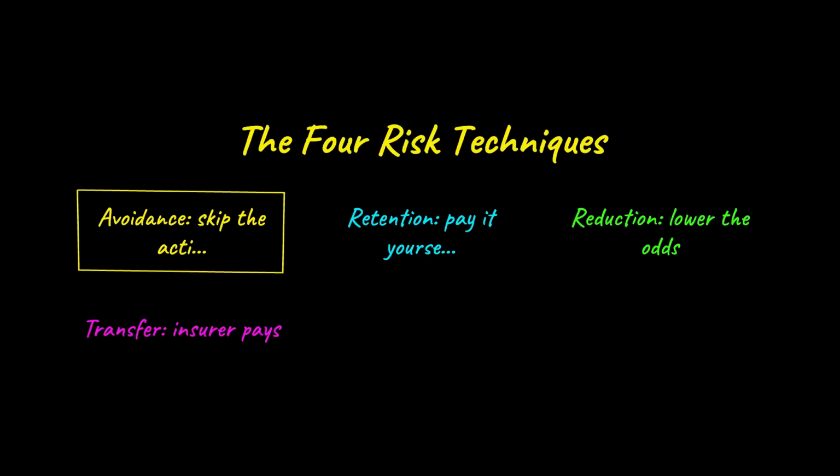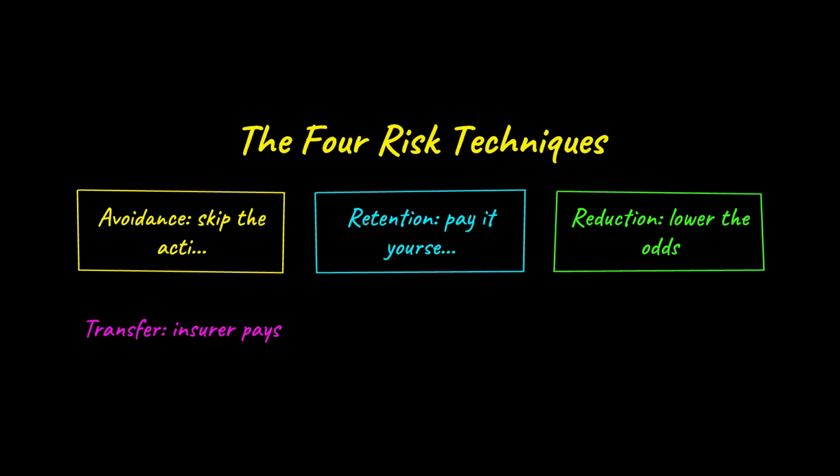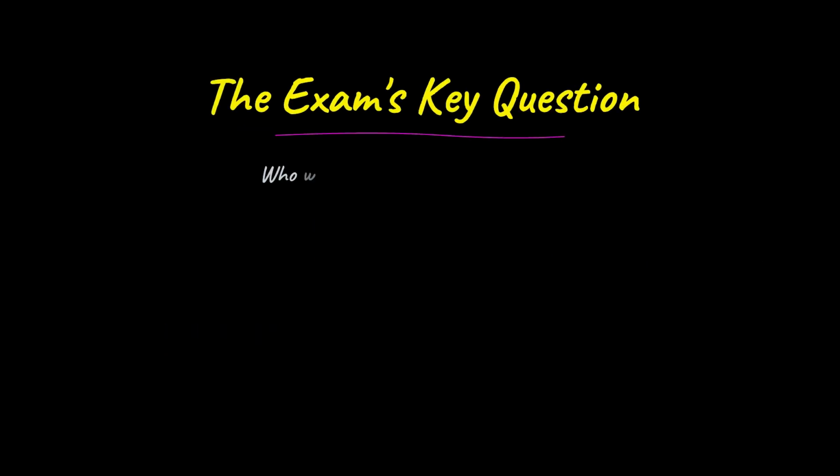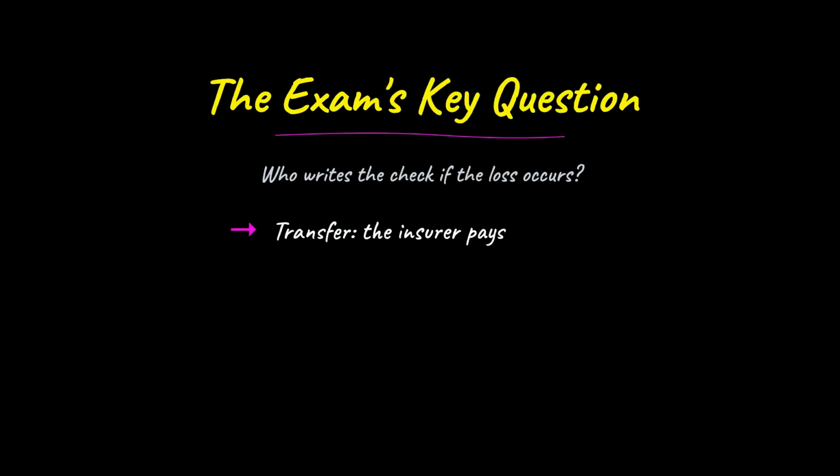There are 4 ways to handle risk. Avoidance eliminates the risk by not engaging in the activity at all. Retention means keeping the risk and paying losses yourself. Reduction lowers the chance or severity of a loss, like exercising or installing smoke detectors. Transfer is different. The risk stays possible, but its financial sting passes to an insurer. The exam loves testing transfer against retention and reduction, since all 3 leave the risk technically in existence.